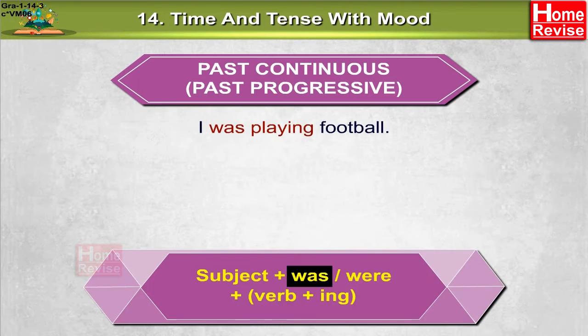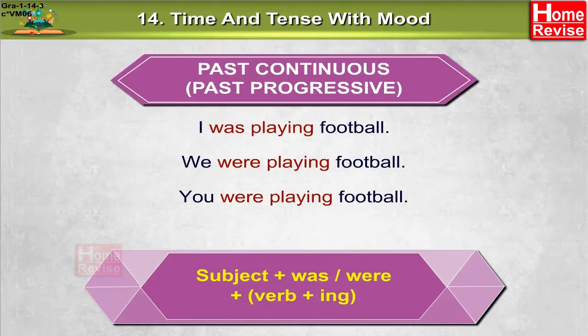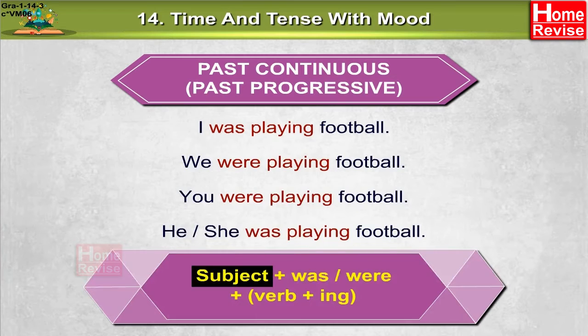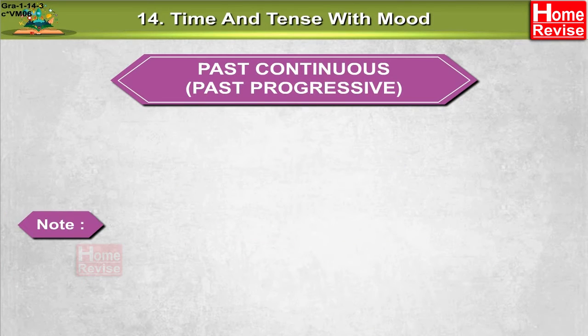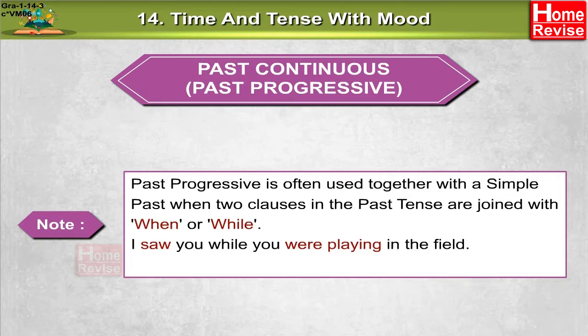I was playing football. We were playing football. You were playing football. He or she was playing football. Note: past progressive is often used together with a simple past when two clauses in the past tense are joined with when or while. I saw you while you were playing in the field. It was raining when I reached home.